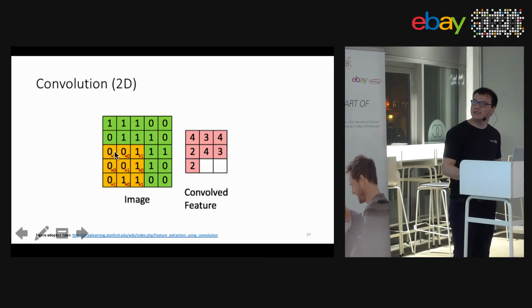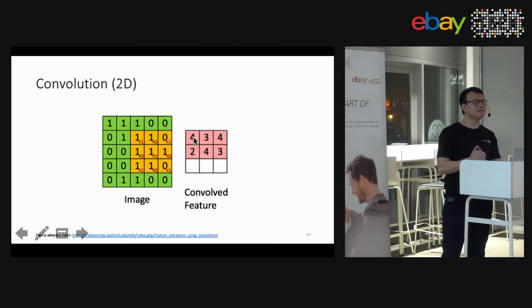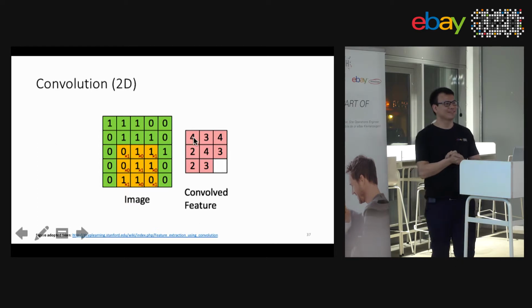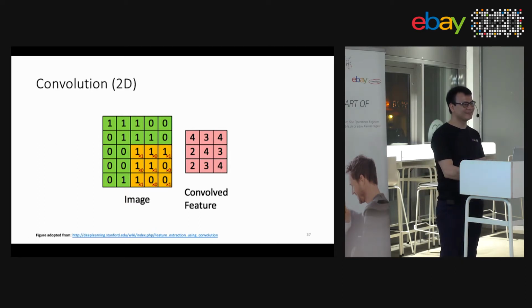I will repeat again. This sliding window will do element-wise multiplication with the part of the image covered by the sliding window, and then sum it up. The summed value will be provided as a pixel value of my output image. Any questions so far? No? Okay.